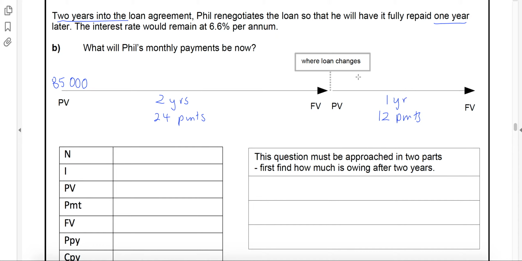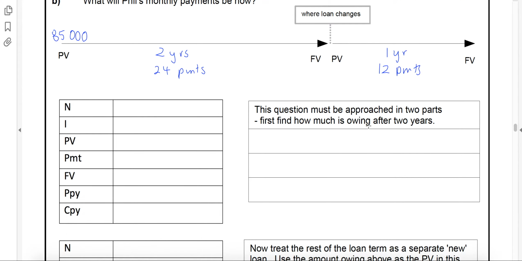So I've just broken it into 2 parts. Now what we need to know, to be able to do this second calculation, we need to know where his loan is at the start of that final year of his loan. To do that, I need to know where was his loan at the end of these first 2 years of payments. And that's where I'm going to start off with, and you'll see that written in the box here. It has to be approached in 2 parts. You have to break it into 2.